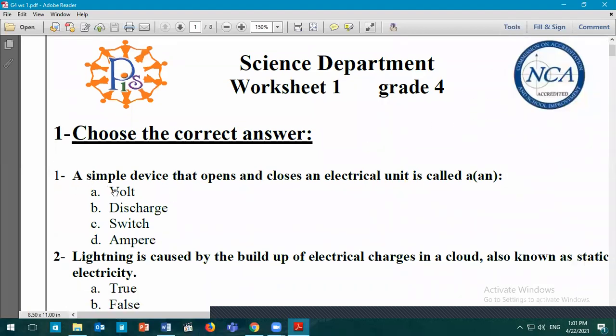It says that a simple device that opens and closes an electric circuit is called. Electric unit is the same as electric circuit. What do you think is the device that controls the electric circuit? It's not volt, or current, or discharge. It's going to be switch. Well done.